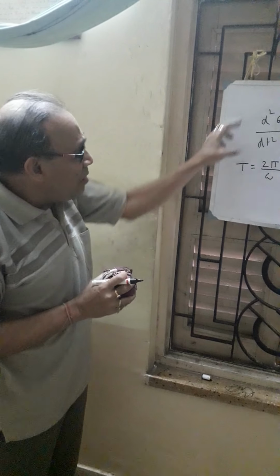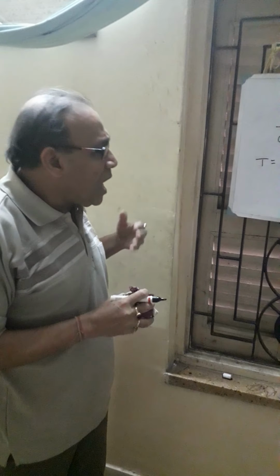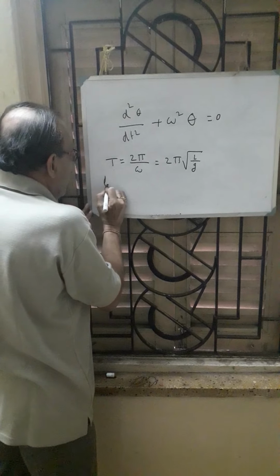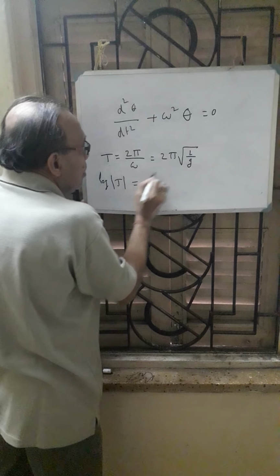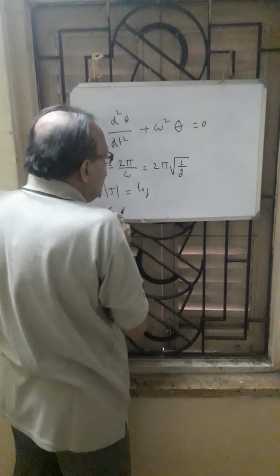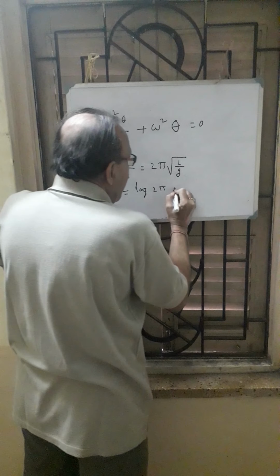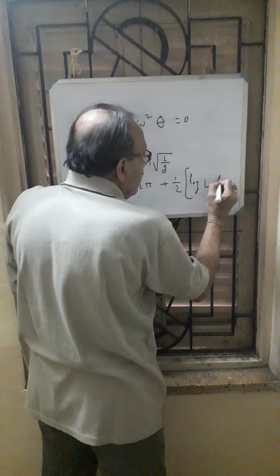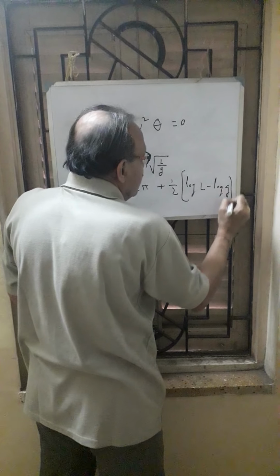You see, I will solve it later on, but from this very simple thing, how many very important conclusions such a simple, well-known result can give to us. First, I take log. If I take log, log a into b is log a plus log b. log 2 pi, it is useless to give the magnitude, plus half log L minus log g.